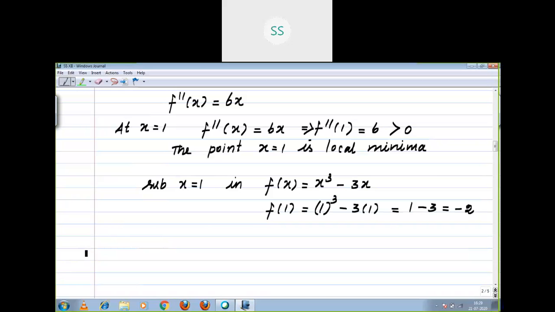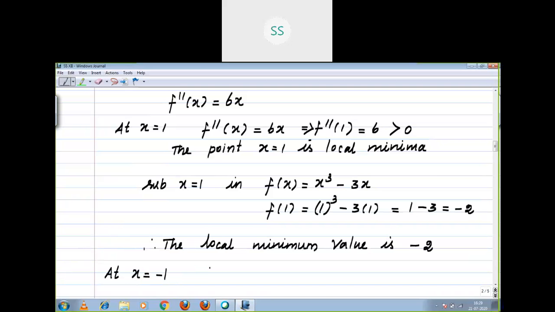Therefore, minus 2 is a what? Anyone, you have to say? Minus 2 is a local minimum value, right? Therefore, the local minimum value is minus 2. Now we have to pass on to x is equal to minus 1.